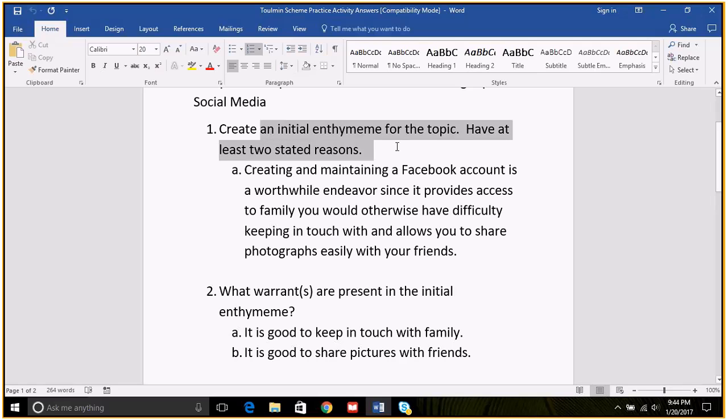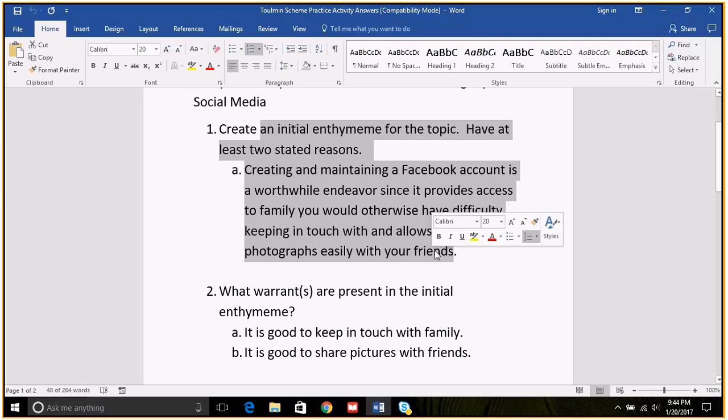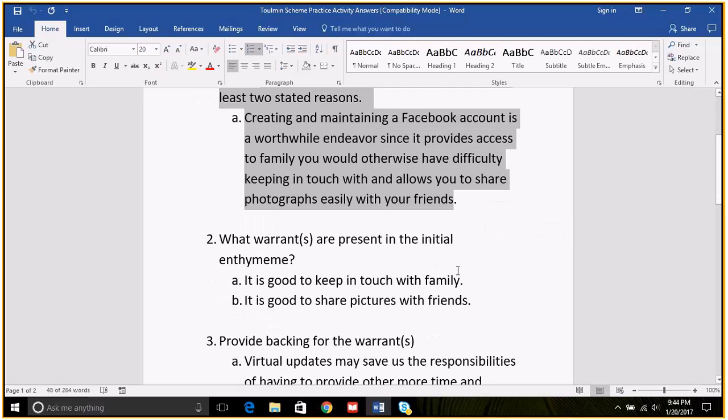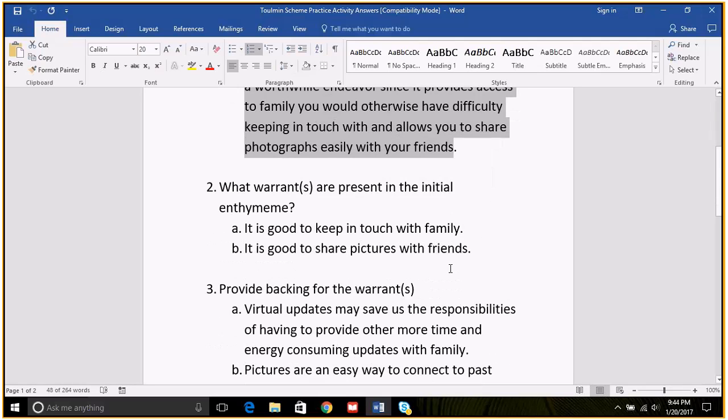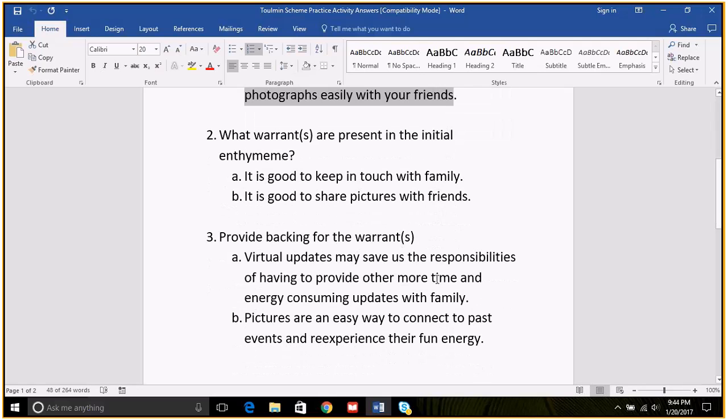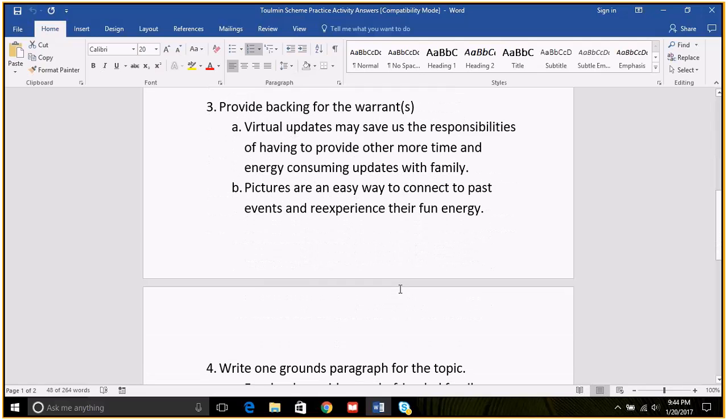And the initial enthymeme, you've got multiple parts. You'll always have a claim. You'll always have stated reasons. You'll always have warrants, but remember the warrants are not going to be written down. They're going to be assumptions that you have to figure out. You don't always have warrants. You don't always have backing for your warrants. If you need backing for your warrant, then quickly provide it and move on.